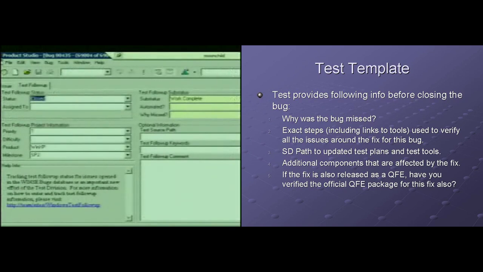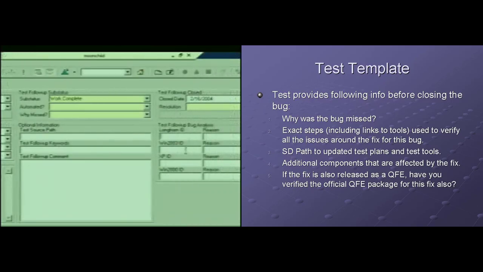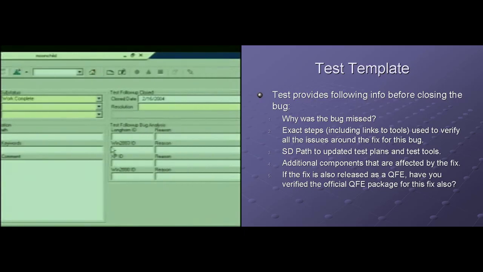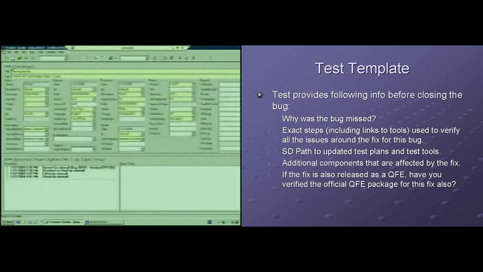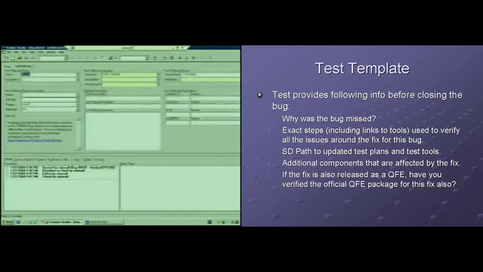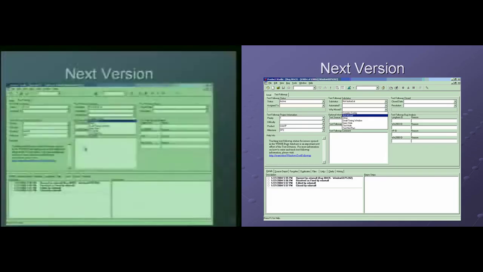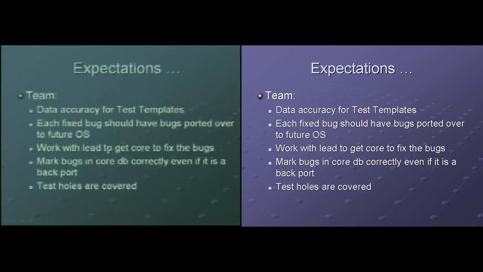So this is the why missed question, and then the test source path, the future OS bug ID. Or if it's 0, enter a reason. So it doesn't exactly look like the web-based test template for now, but we're working on making final changes to this tab. So in the future, once you have a real bug, this test follow-up tab will automatically be there. So this is the next version. Maybe we're looking at 1 or 2 months. So these are the expectations for the team.